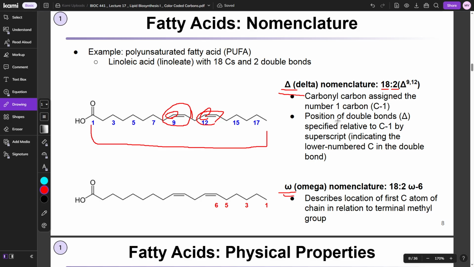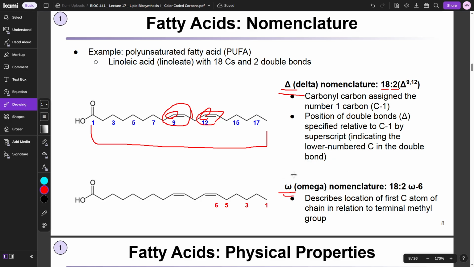The other version of nomenclature we have is the omega nomenclature. And this one is not as useful, I would say, as the delta nomenclature, because it doesn't tell you where all the double bonds are. But it's helpful for figuring out where the last one is.